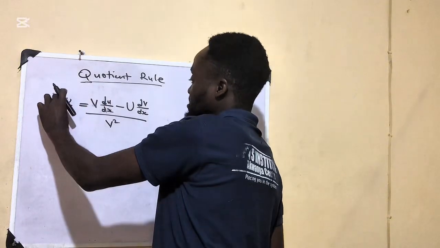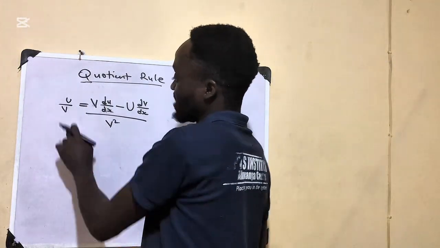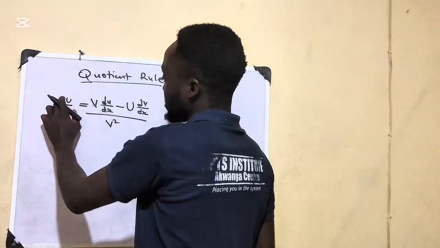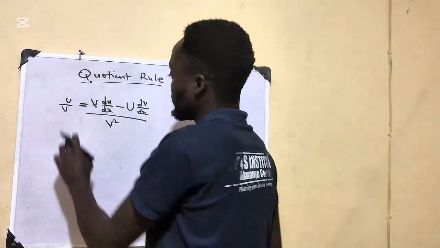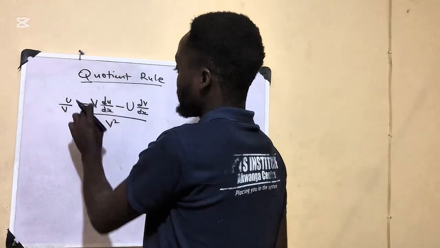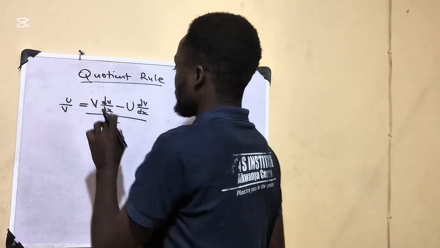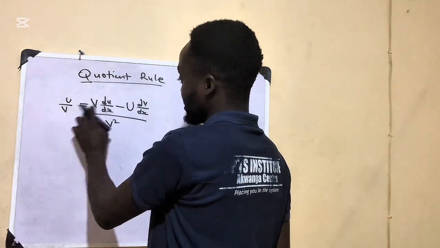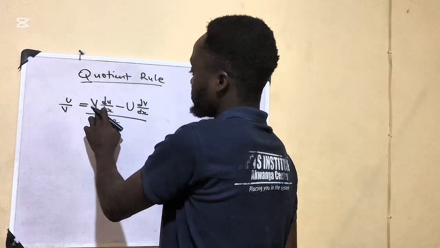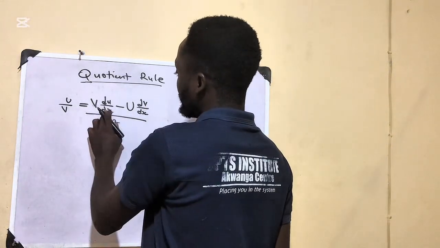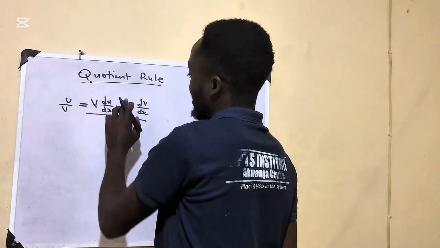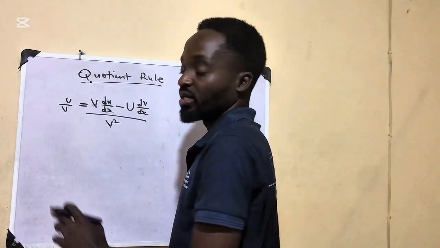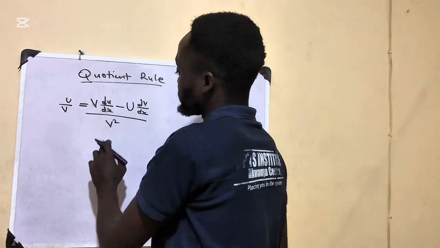If you have a fraction, you have a numerator divided by a denominator. The numerator we normally call u, while the denominator is v. So if you are given this function and you are asked to differentiate, this is the rule. First you write v, the denominator, as it is, then you differentiate the numerator with respect to x. Then you say minus, then you write the numerator this time around, and differentiate the denominator, and then you divide it by the denominator squared.